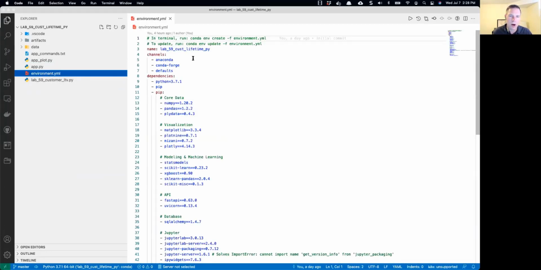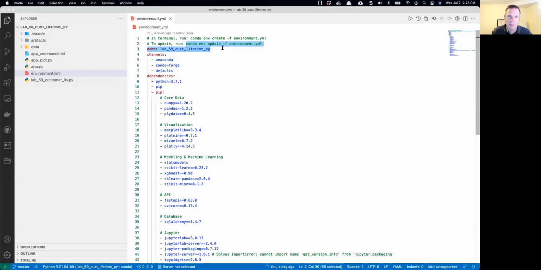The environment.yml. If you're not familiar with Conda, this is how you will set up your Conda environment. I'm using Lab 59 customer lifetime pi. In order to set this up, you run conda env create -f environment.yml. You run that from a terminal that is inside of this project. What that'll do is set up this conda environment for you with all the correct package versions. To make this reproducible, you'll want to use the same environment that I'm using. So that's what we'll get set up there.